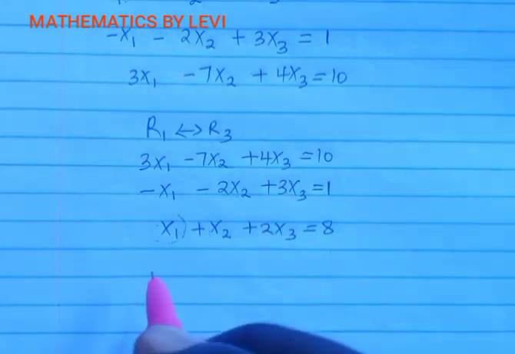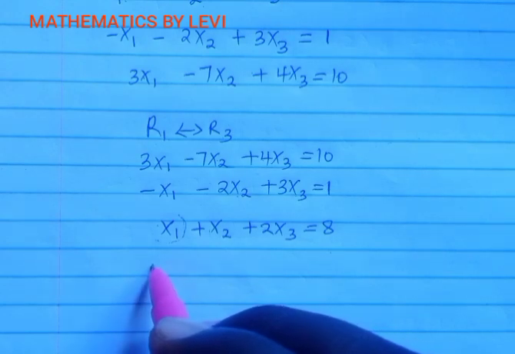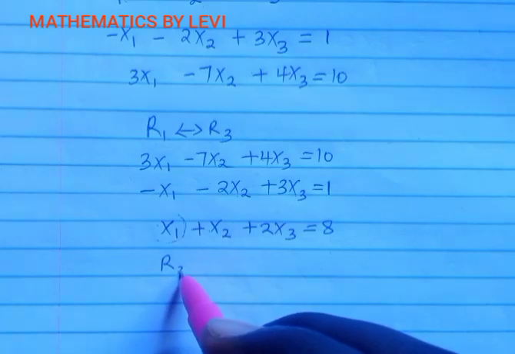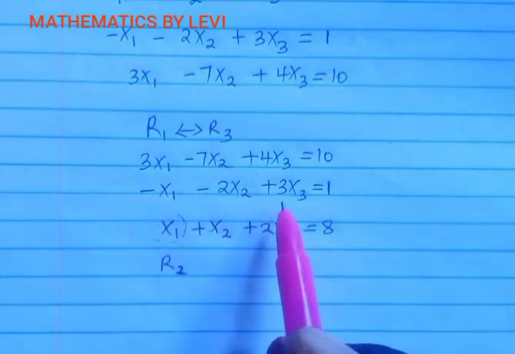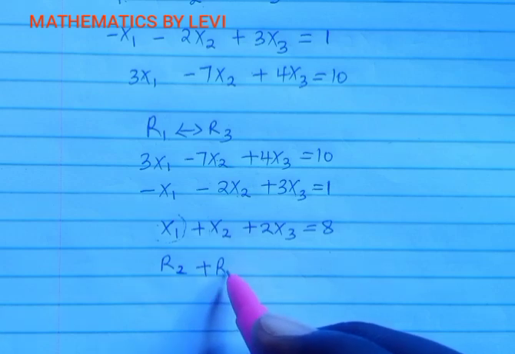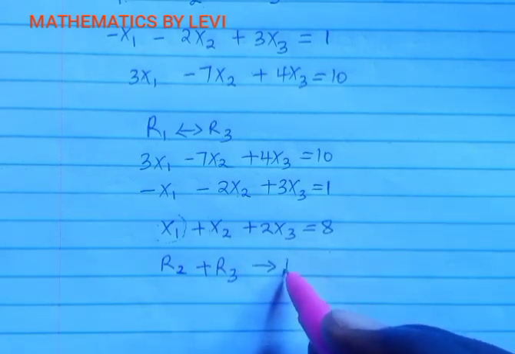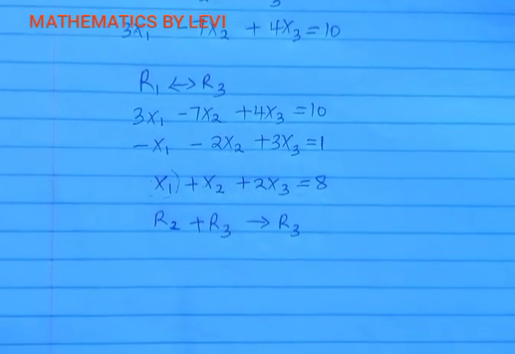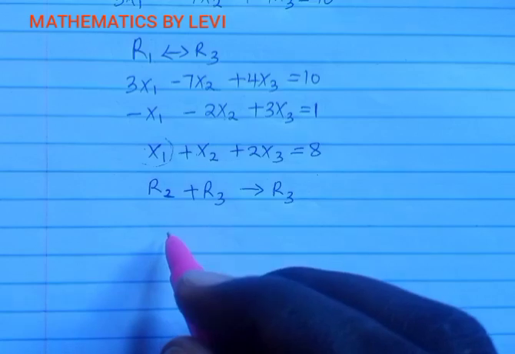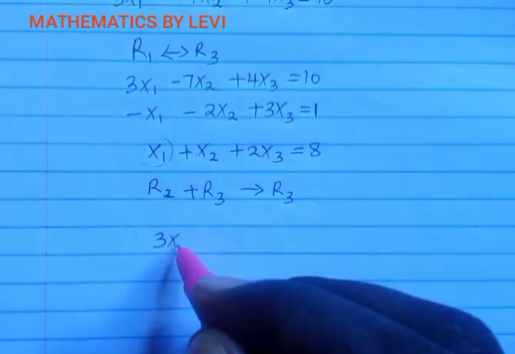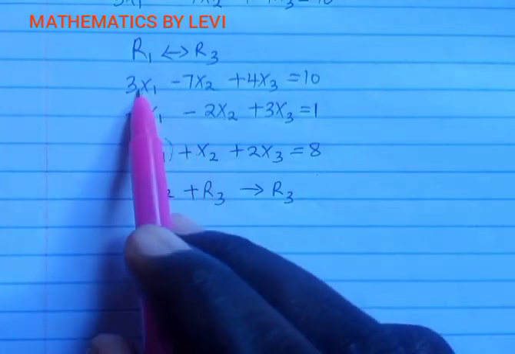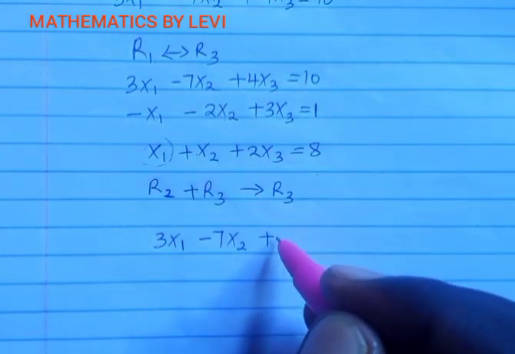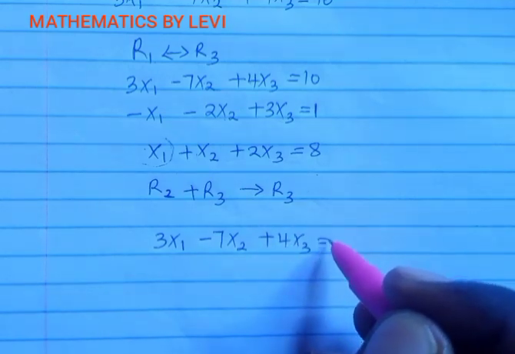Now, let us do it this way. The first step that we shall take is that we shall say we have R2, the second row, then we add it with R3, and we are obtaining our new R3, our new row 3. Now, that means we shall have the first row as 3x1, because it has not changed. This is the row that I'm writing: 3x1 minus 7x2 plus 4x3 equals 10.